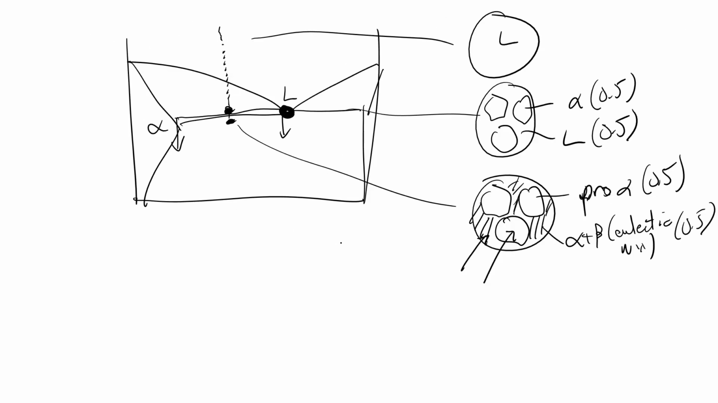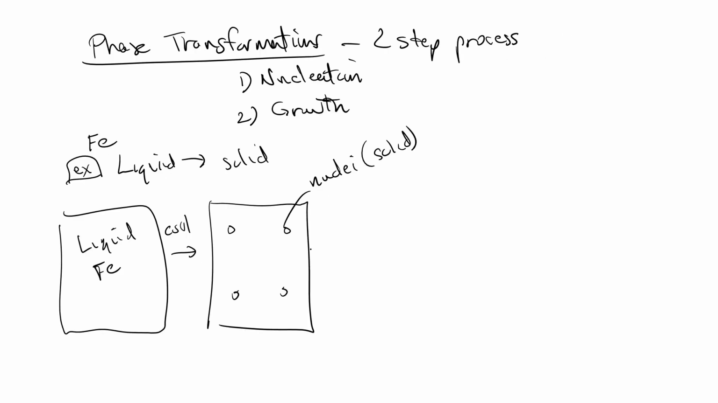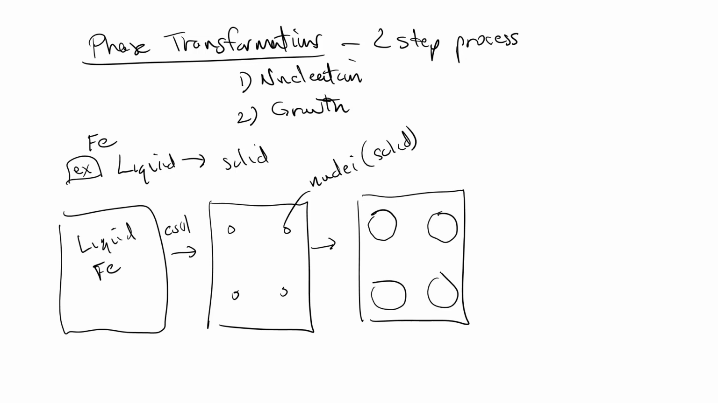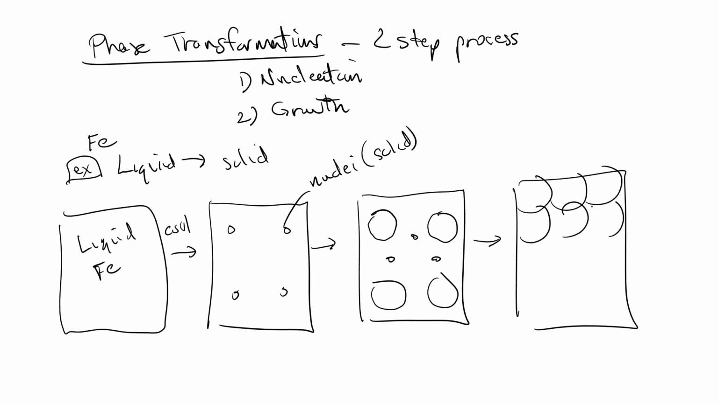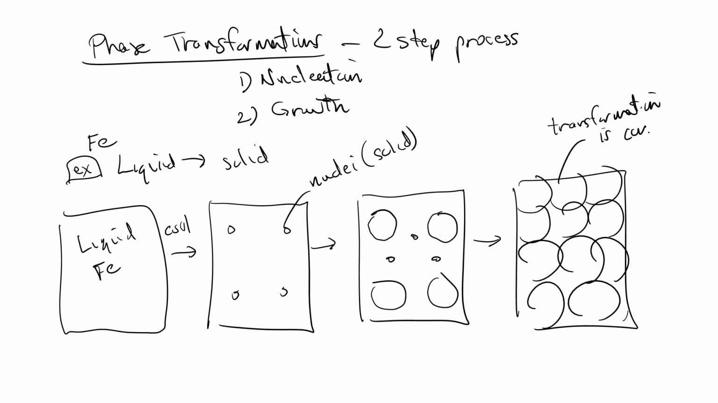And if we cool that down more, some of those grow. So I'm going to draw those bigger, the ones that were there before. And then we even get some more nucleation. And if I cool it down more or hold it for a longer time, finally the whole transformation is complete. It's all solid. I'm going to draw grains because they're like solid iron grains. But we can say transformation is complete.